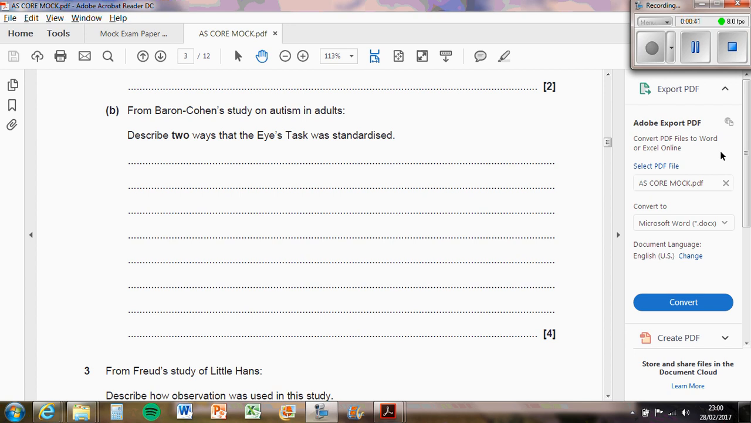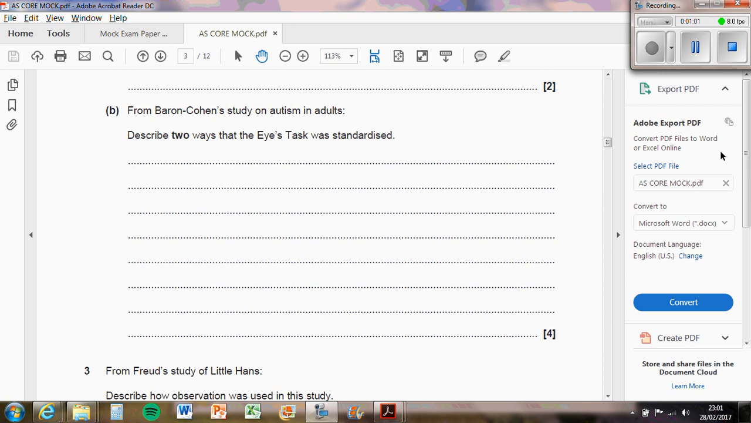So you could have said any of those, and you could have split them up. You could have said the images of the eyes on the eyes task were all 10 by 15 centimetres. That would be one way that they were standardised, and that's fine. Then you could say that they were displayed for 3 seconds each. That would be another one. But the answers that were dropping marks were ones like saying the images were all black and white.